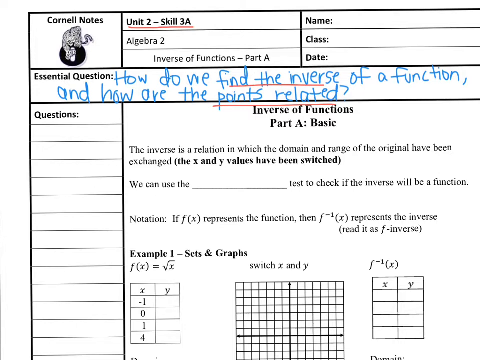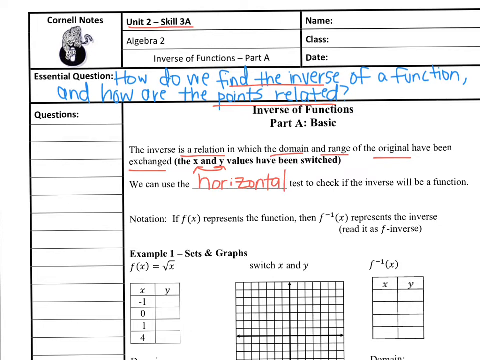So the first thing that we need to understand is that the inverse is a relation in which the domain and range of the original have been exchanged. So that just means the x and the y values have been switched. And then we can use the horizontal line test, which we learned about earlier in this unit. Use the horizontal line test to check to see if the inverse will be a function.